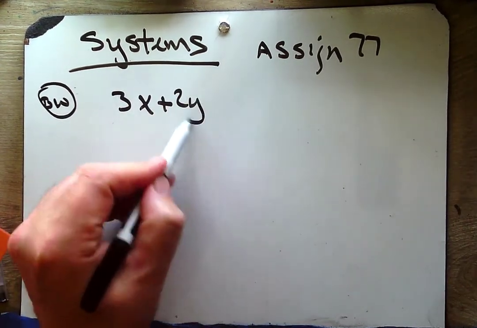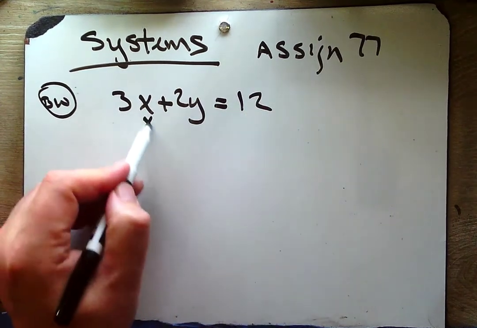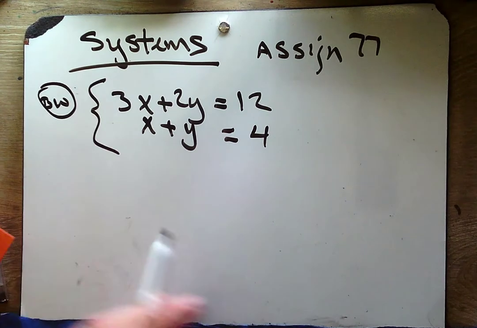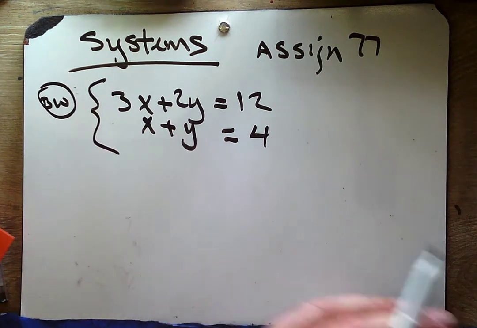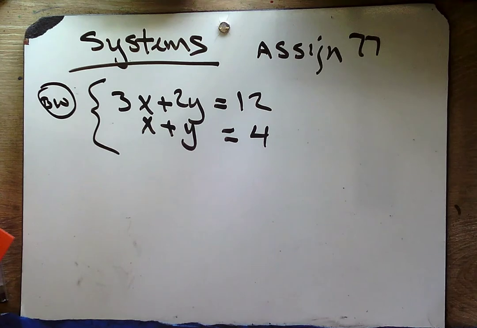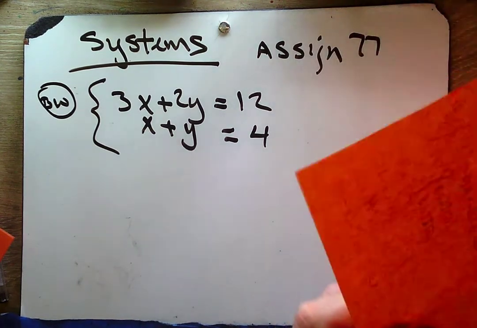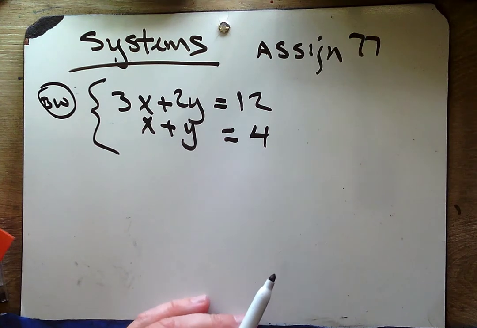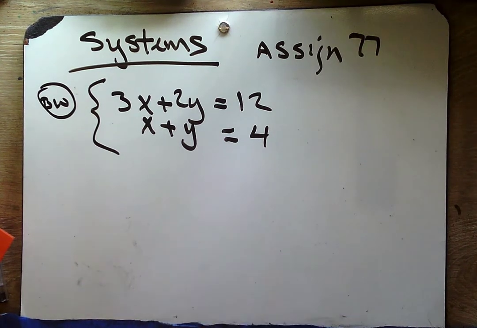3x plus 2y equals 12, and x plus y equals 4. Will you solve that system? Now, I don't particularly care what method you use. I believe our textbook is using primarily substitution here. But if you're more comfortable with another method where you can show some work, that's fine with me. Okay, so go off and try this one. Come back when you're ready to talk about it.